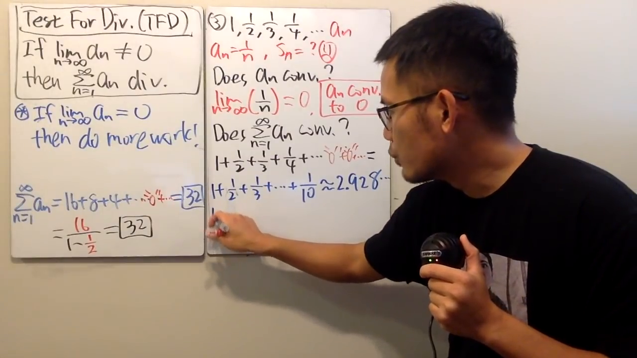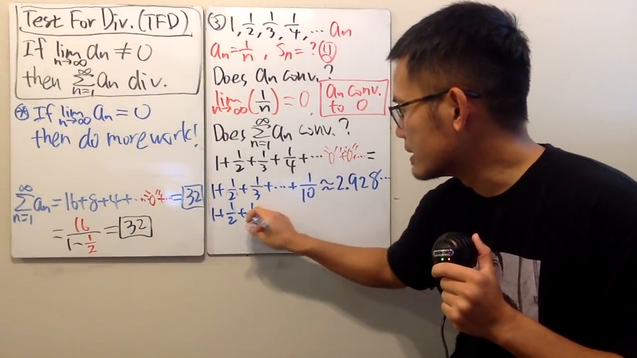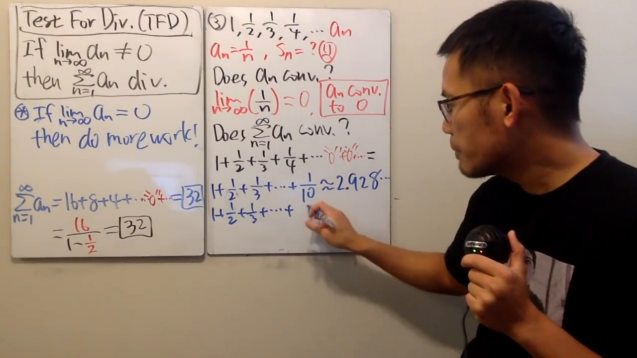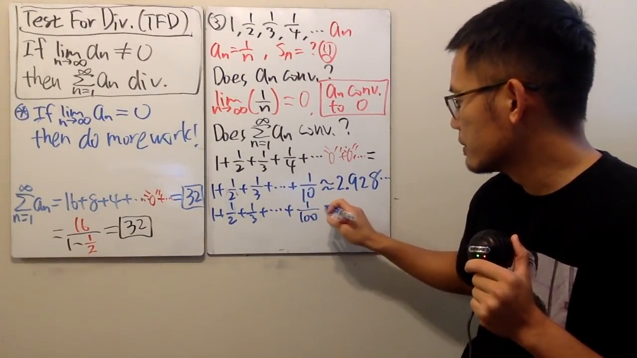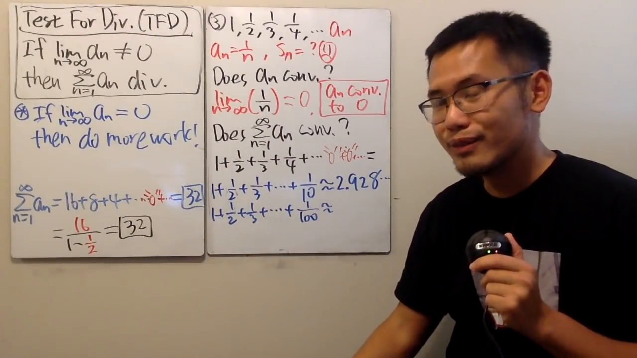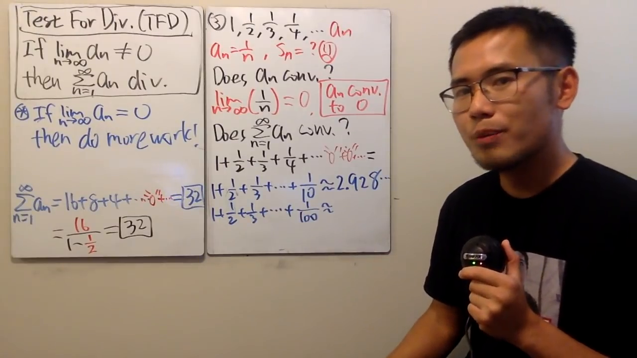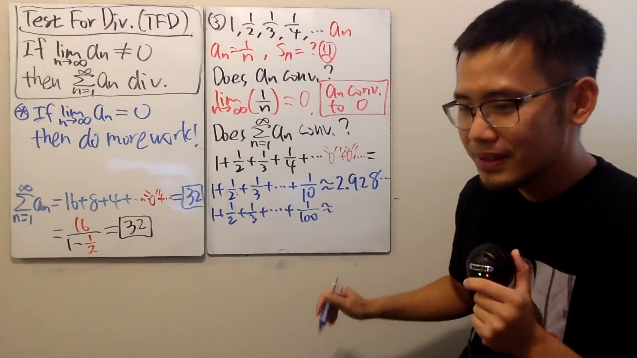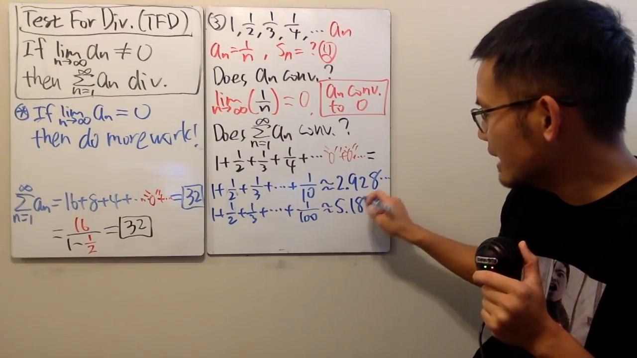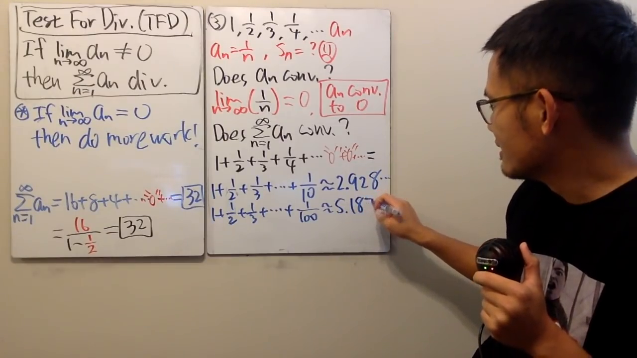Now, how about if I do 1 plus 1 half plus 1 third plus dot dot dot, but this time I'm going to end up with 1 over 100. Right now I have 100 terms. If I add them up, take a guess how big this number is. Well, this number is about 5.187, dot dot dot.